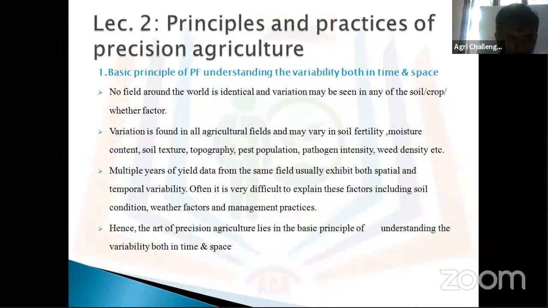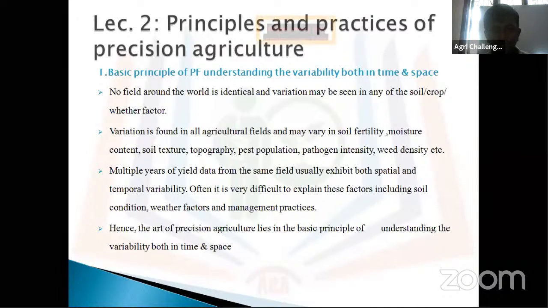Then multiple years of yield data from the same field usually exhibit both spatial and temporal variability. How will you know there is a variation? If you take a 1 hectare field, you divide it into different blocks, A, B, C, D, and just take the yield data of continuous 5 years or 10 years.